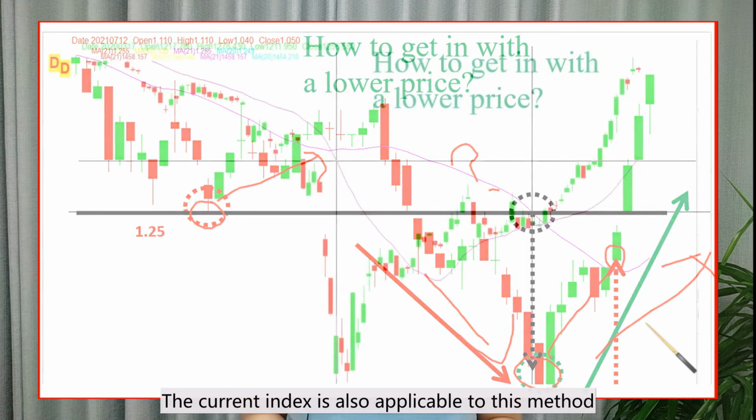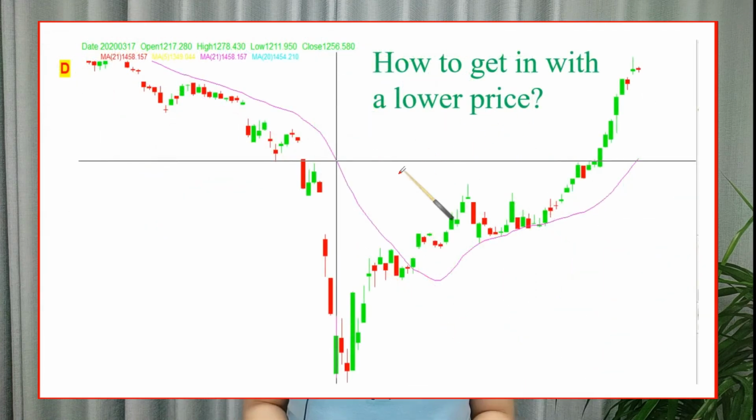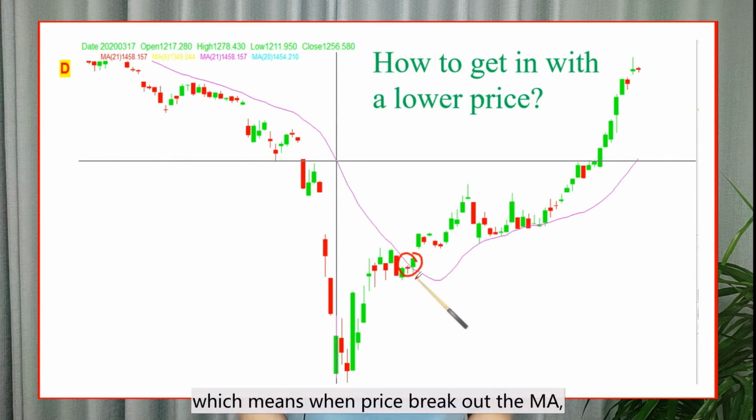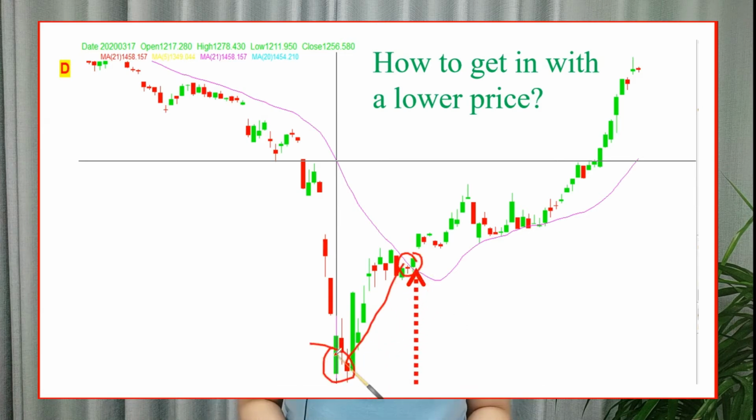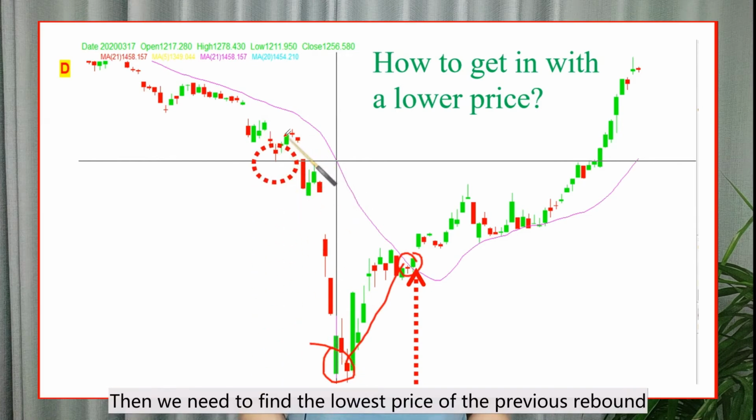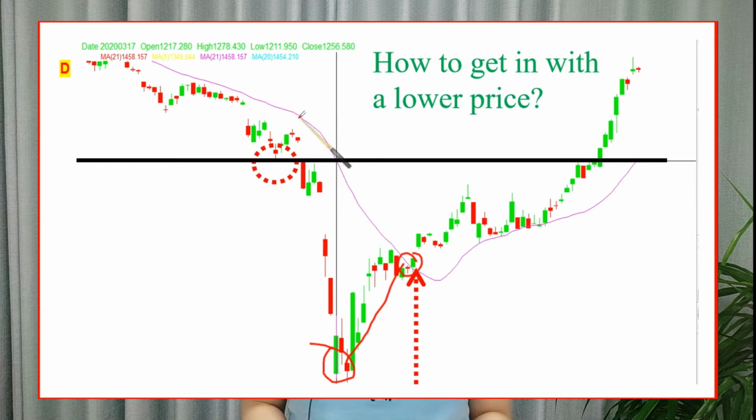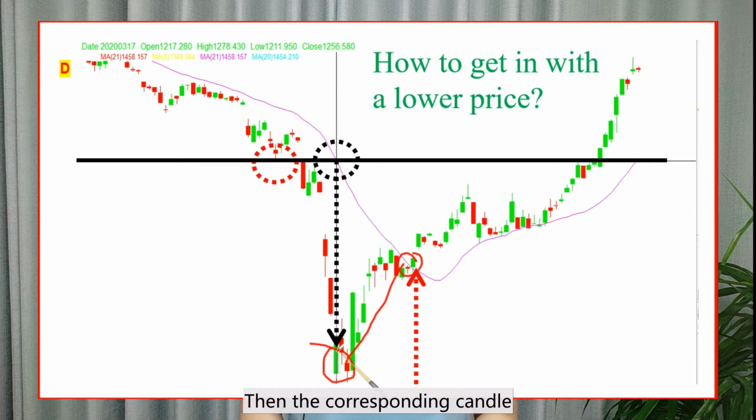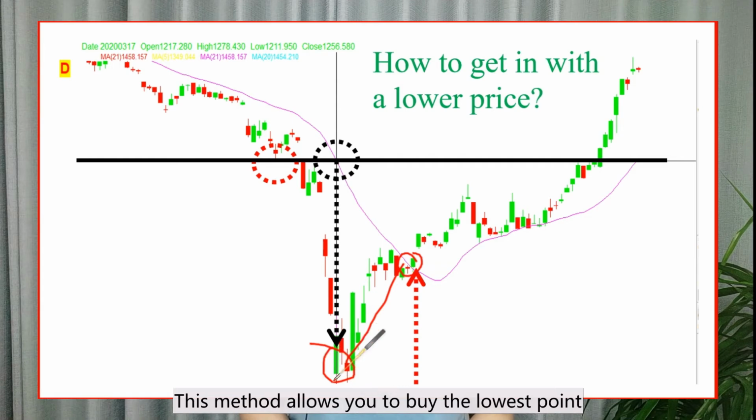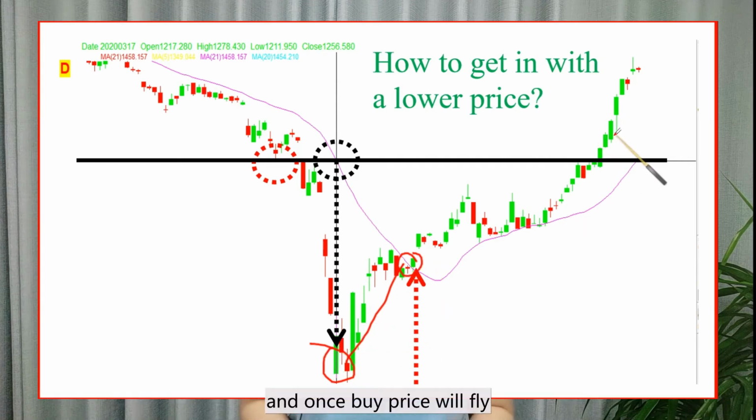The current index is also applicable to this method. If we buy according to the traditional method, which means when price breaks out of the MA, it's a little bit late, right? So, can we buy earlier at a lower price? Then we need to find the lowest price of the previous rebound. Draw a horizontal line. Then find the cross point of those two lines. Then the corresponding candle is the lowest point of this uptrend wave. This method allows you to buy the lowest point, and once you buy, price will fly. So we can maximize our profit.